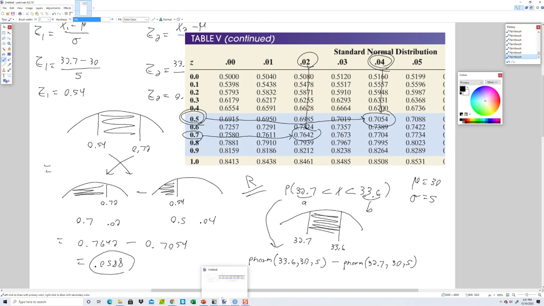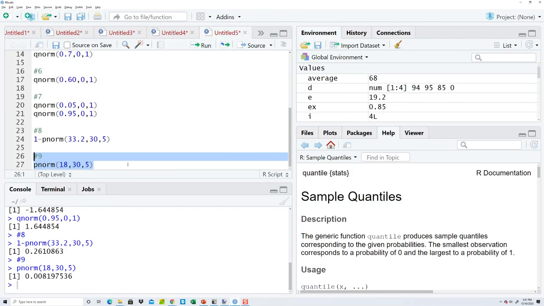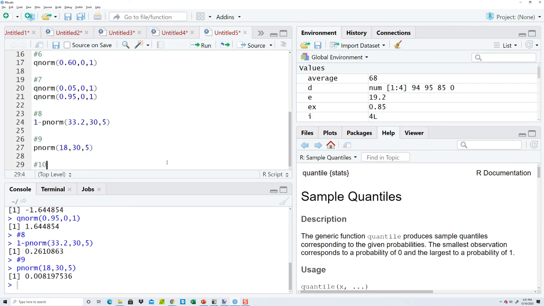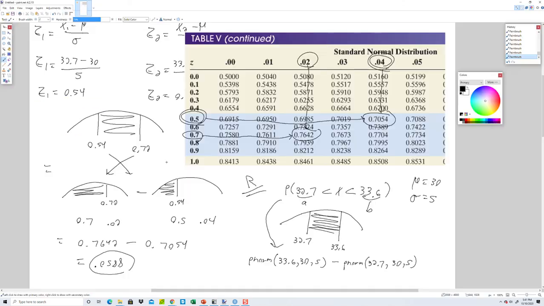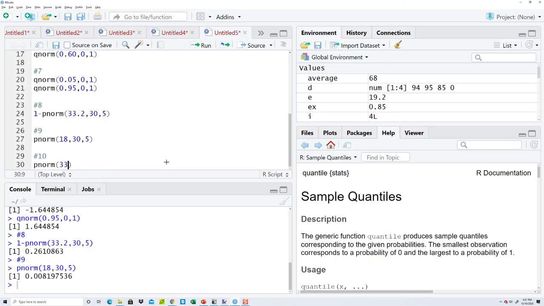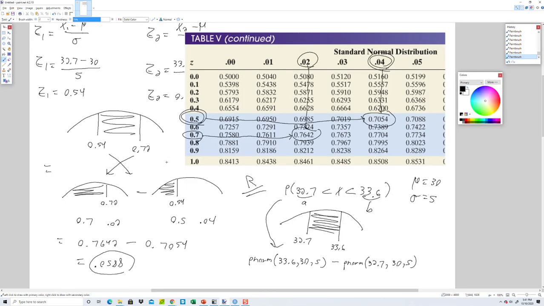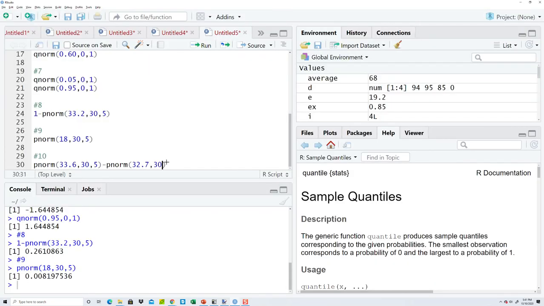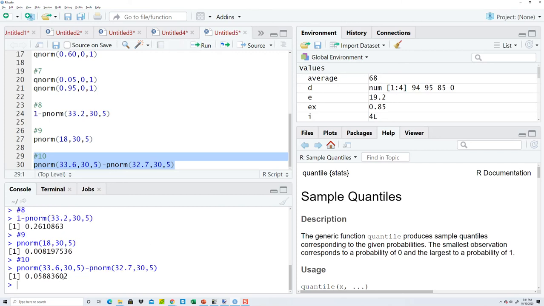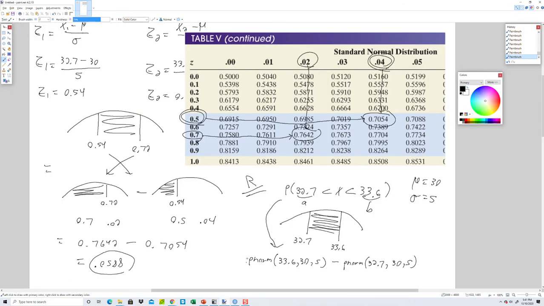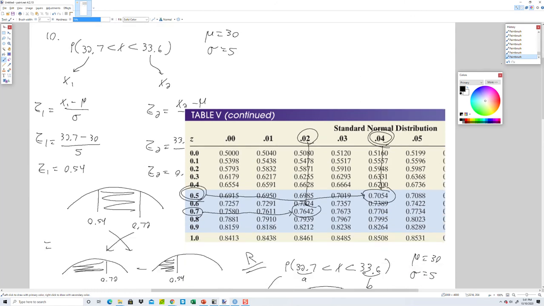And again, notice much easier, isn't it? Number 10, pnorm 33.6, 30, 5 minus pnorm 32.7, 30, 5. And we get 0.0588 rounded to 4 decimal places, which matches that. Okay, so that was number 10. Let's look at number 11.